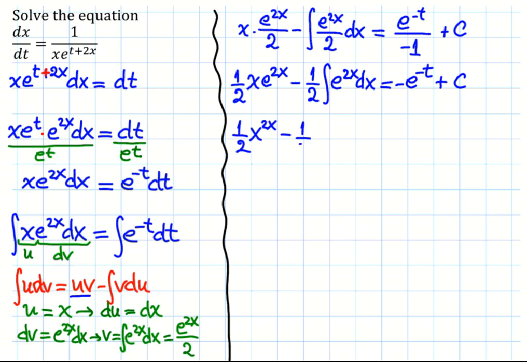minus 1/2. Integral of e to the 2x is e to the 2x over 2, and negative e to the negative t plus c on the right hand side. We just need to put everything on one side.